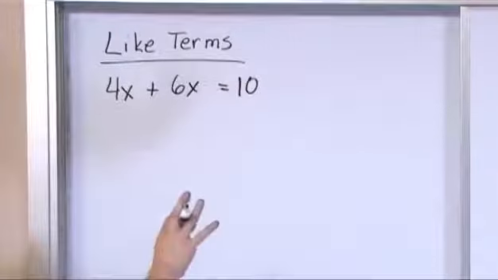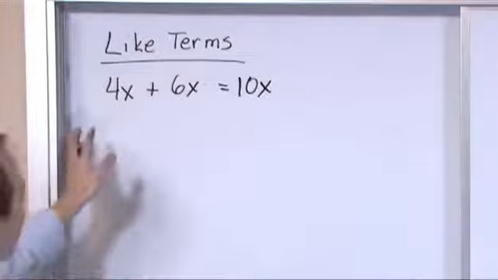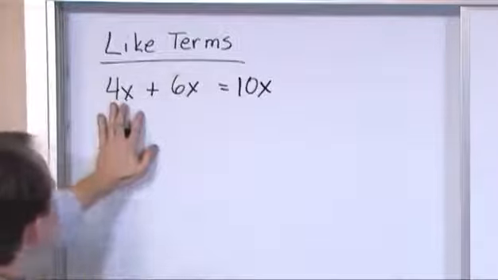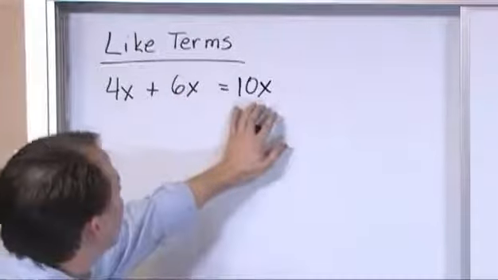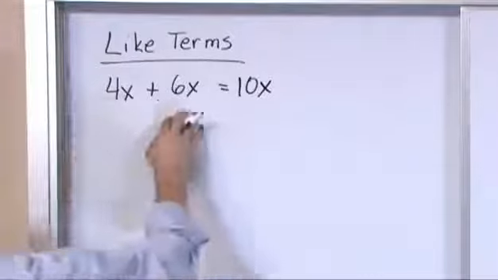I'm still talking about water buffaloes, so I still need to keep the x along for the ride. The x doesn't go away. It's just that here I have 4 buckets of cotton, and here I have 6 more buckets of cotton, so I'm adding them together for 10 buckets of cotton. These are what we call like terms.